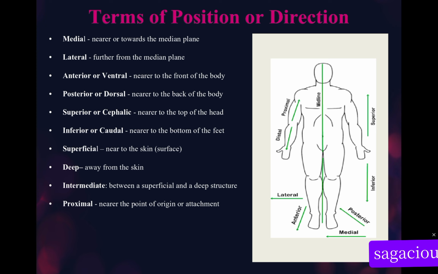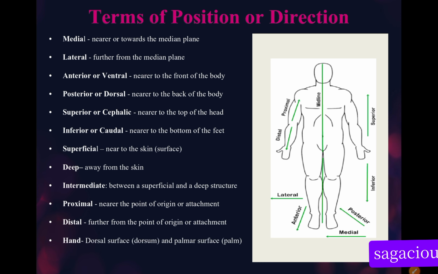In this hip region, the hip is closer to the origin. So this is my hip region. The hip is closer to the origin, while the leg is more distal. So when I say the hip is proximal, the leg is distal, because it's farther away. Distal means further from the point of origin or attachment.